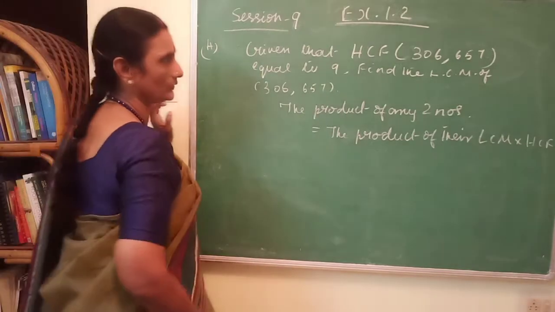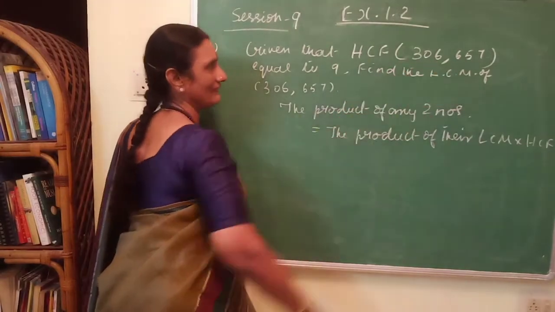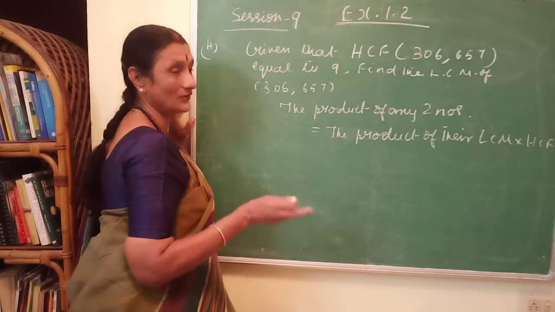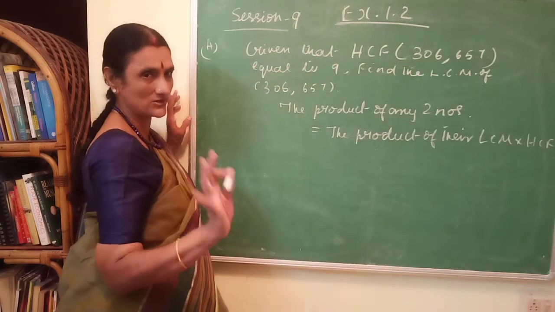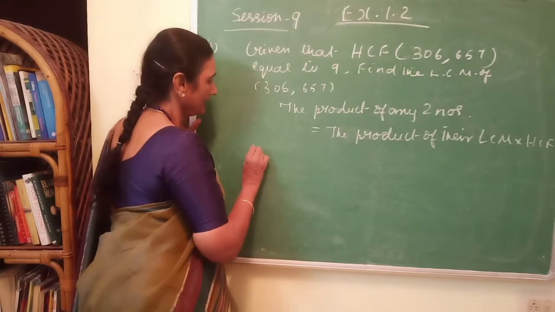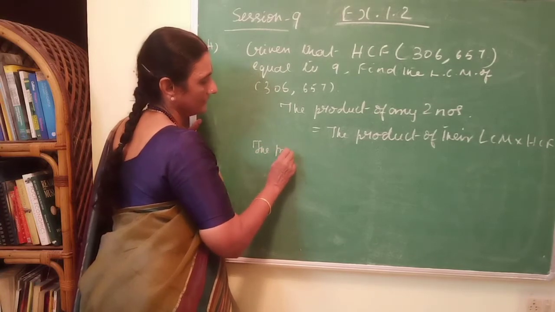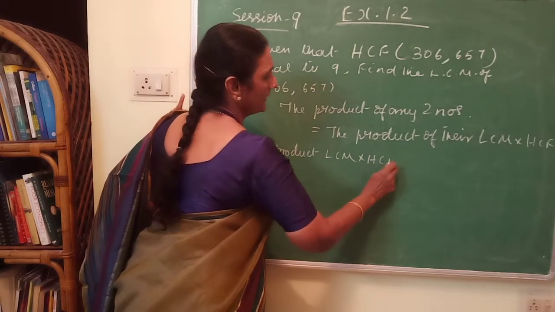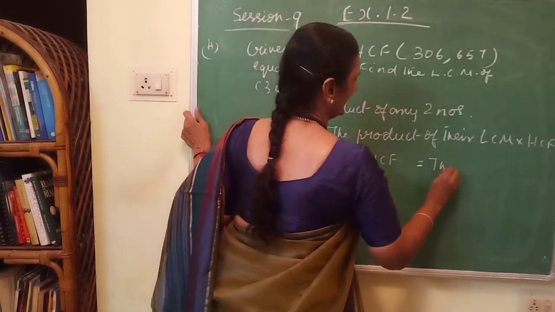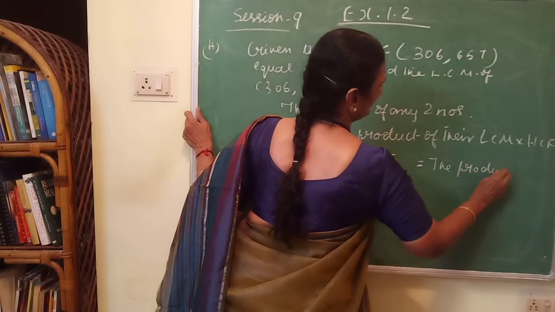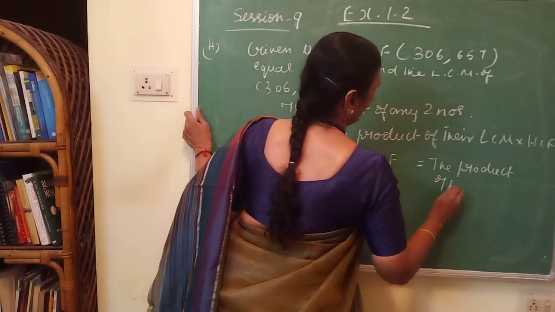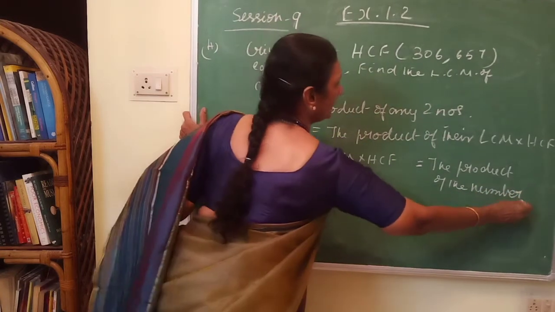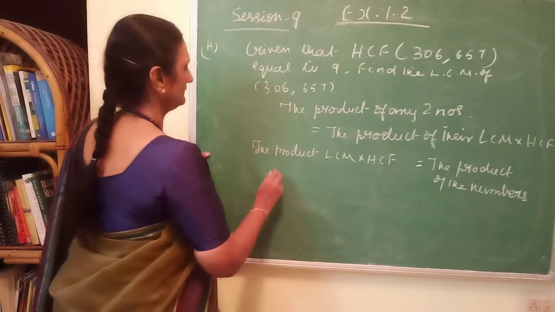The product of any two numbers. So the moment the numbers are given, you immediately don't start doing the HCF. You are not supposed to do that. You have to get an equation, and from that equation you have to solve it. Now I will write: LCM into HCF is equal to the product of the numbers. Okay, this is the concept. Now this concept you are going to apply. How are you going to apply?